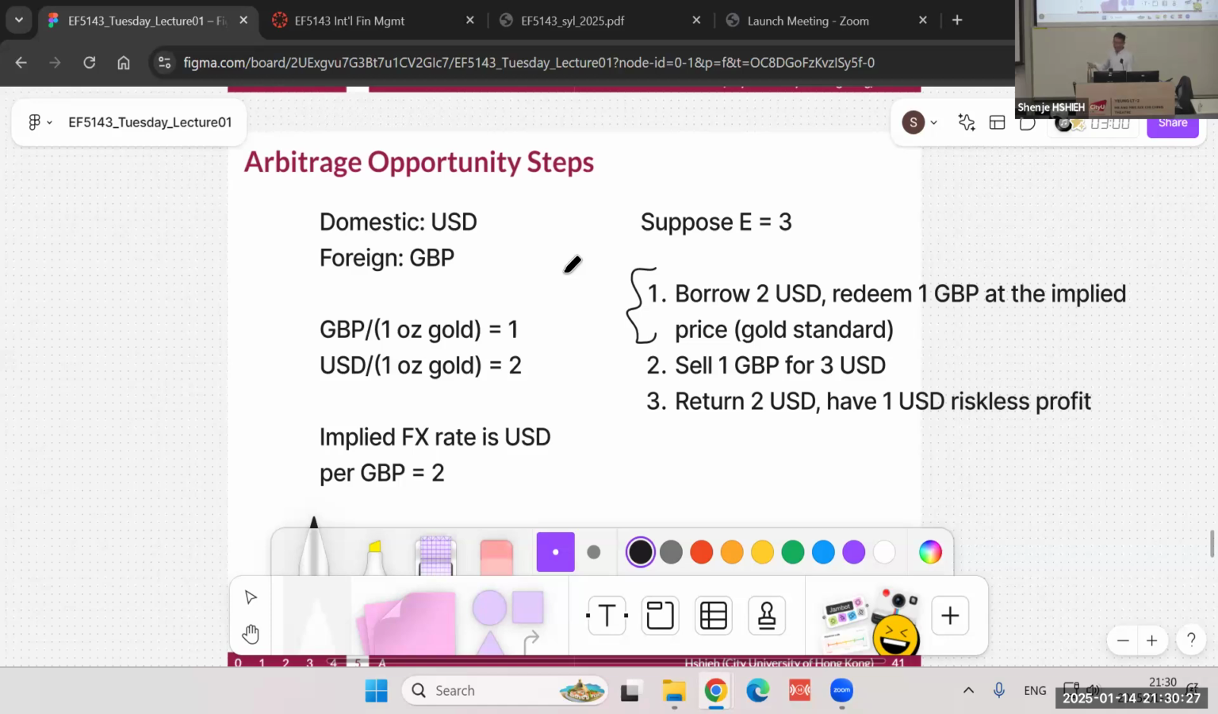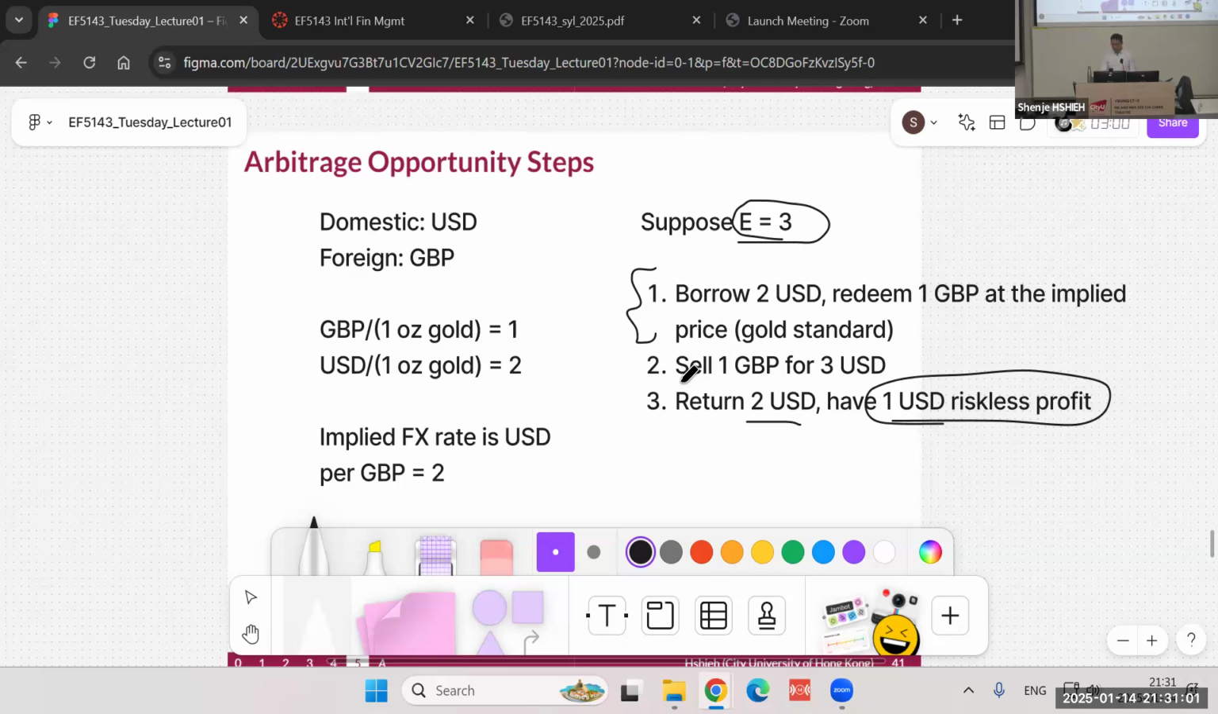But you can imagine, like, just making a phone call between these 2 countries and saying, this is what I want to do. I want to borrow 2 USD and then redeem 1 British pound and put it in my account. Fairly easy, right? So step 1 requires you to call up these 2 central banks, convert currencies to gold, convert gold back to another currency. And then you exploit the price difference, right? You borrow low and you sell high. And you return what you borrowed and you have 1 USD free, right?